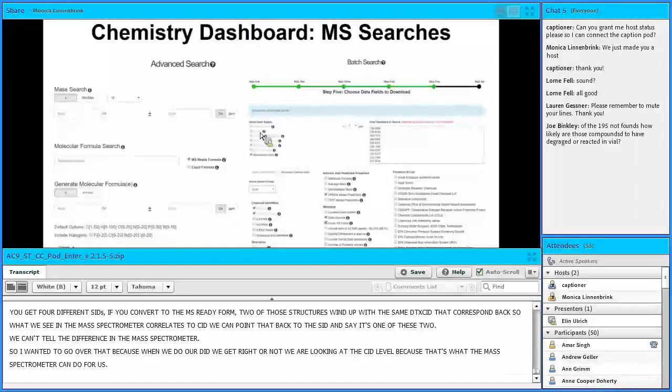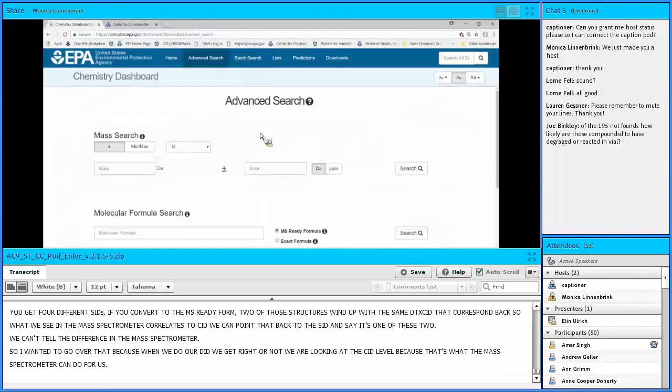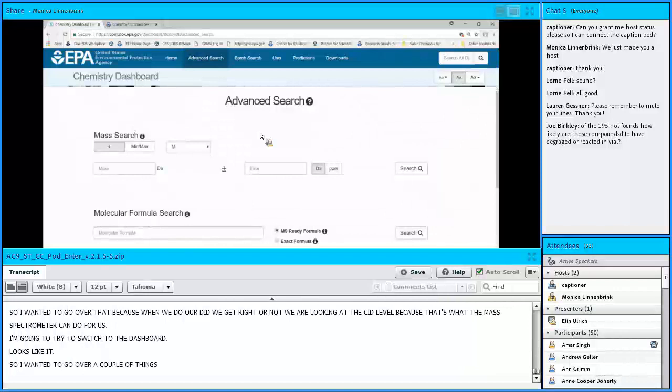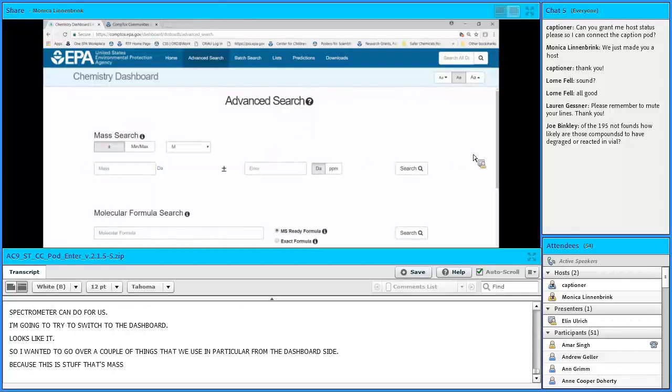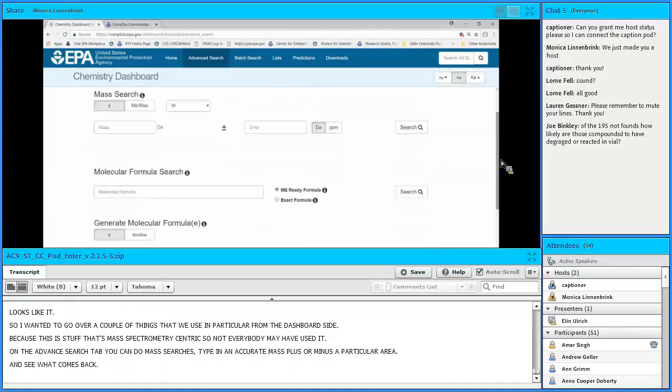I'm going to try and switch over to the dashboard. That looks like it. So I wanted to just go over a couple of things that we use in particular from the dashboard side because this is stuff that's very mass spectrometry centric, and so not everybody may have used it. So on the advanced search tab, you can do mass searches, so you can type in an accurate mass, plus or minus a particular area, and see what comes back.